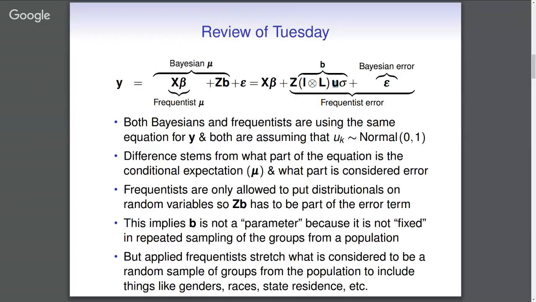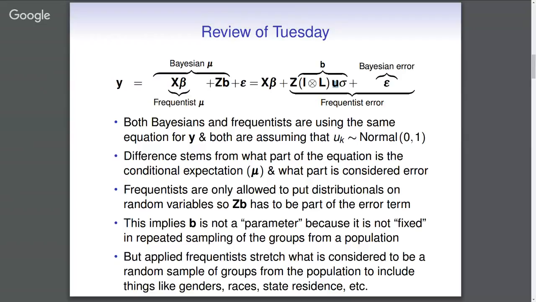They just want to get numbers and publish them or report them to their boss. They're not really invested in this idea that we should evaluate estimators based on their long-term performance over the same population. And so what you'll see in the literature is people really stretching the definition of what's considered to be a random sample of groups from the population.